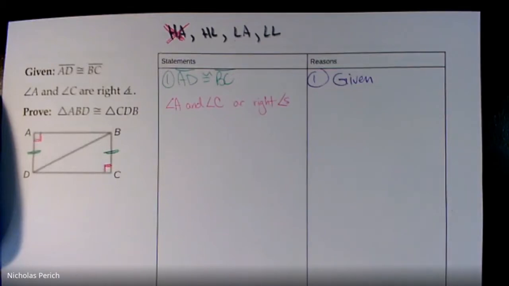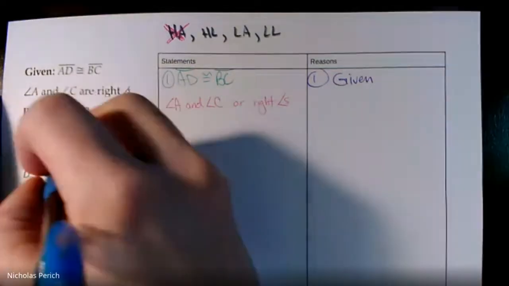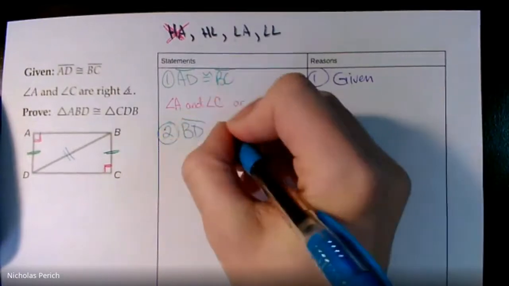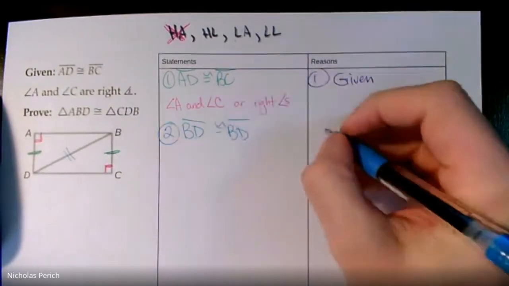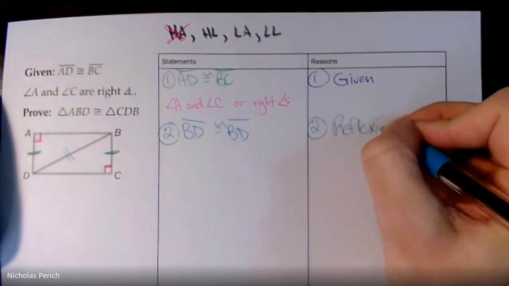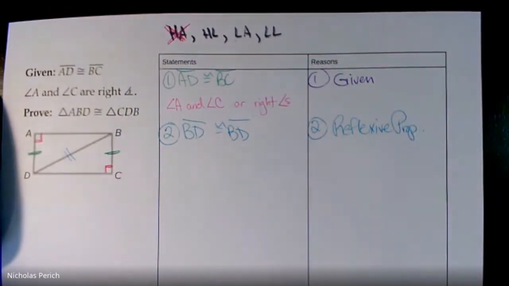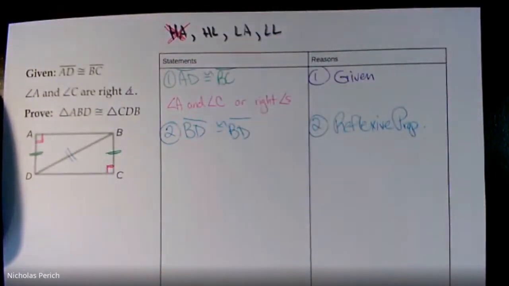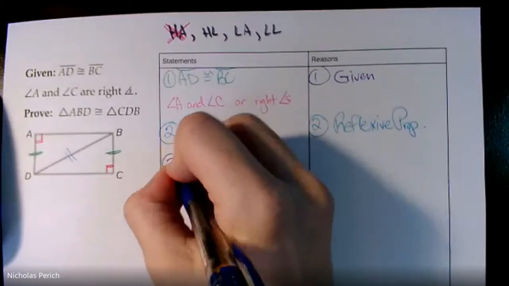Can I use the San Diego special here? Yes, I can. I could say that BD, for best dude, is congruent to BD. And that's reflexive. Do I have enough information to use one of these three? You sure do.